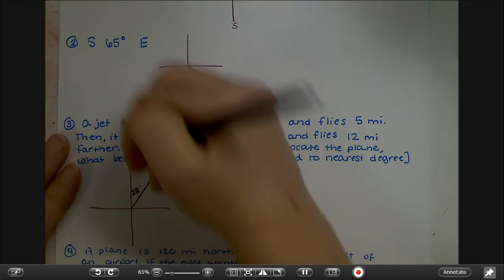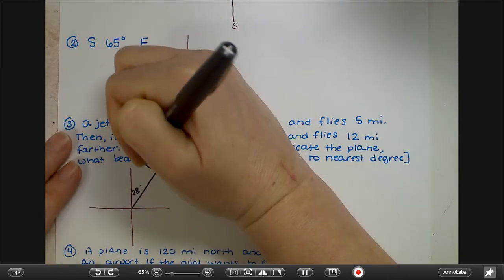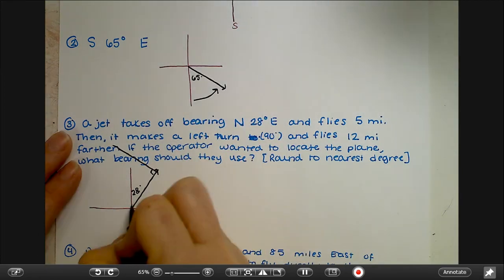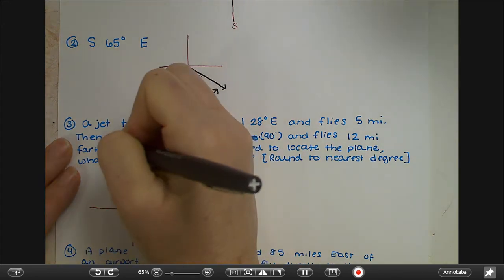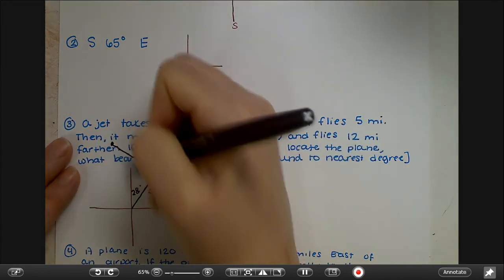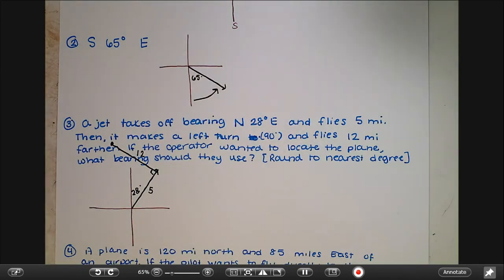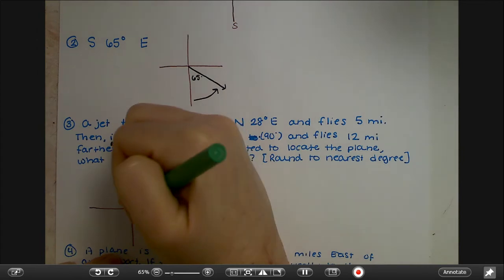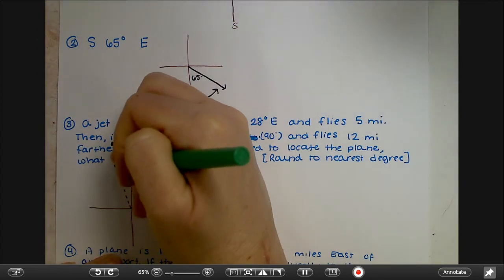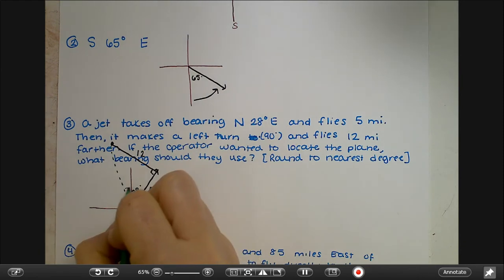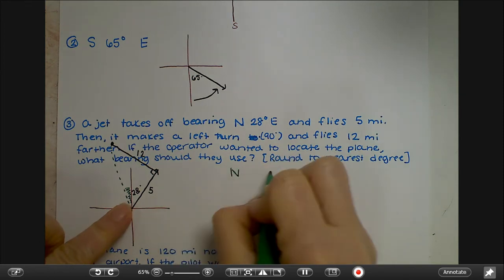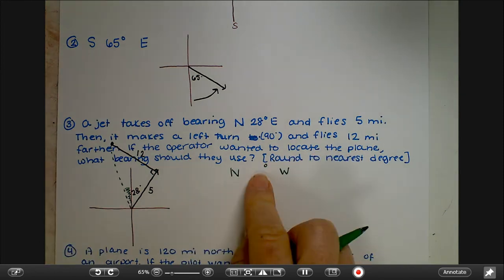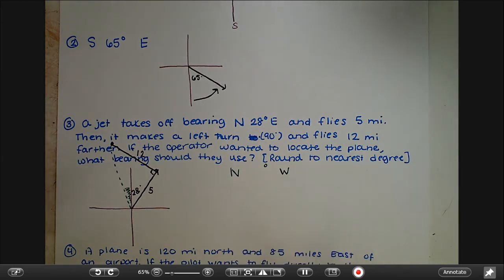And then it's going to turn 90 degrees. So it's going to turn this way and fly. The first part of the trip was 5 miles. The next part was 12. So now the airplane is somewhere over here, and we want to figure out its bearing. So its bearing would be from here. We're looking for that angle, just that little piece. Well, that is west of north. So we're going to put northwest. And what we want to figure out is how many degrees that is. So we need to figure out an angle.